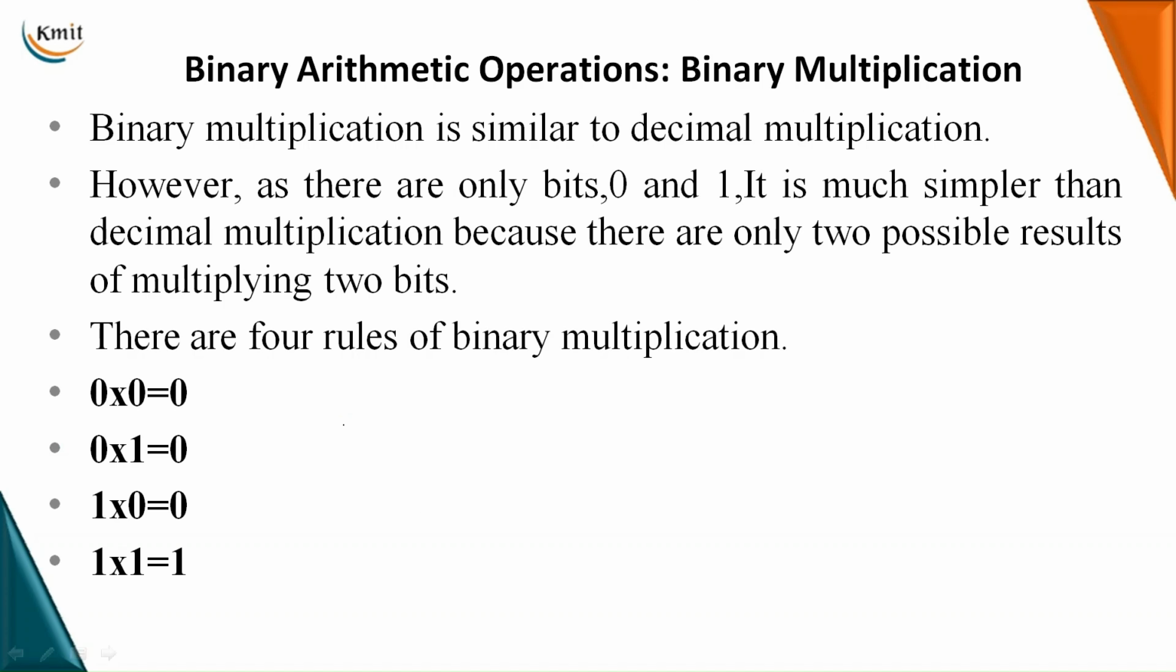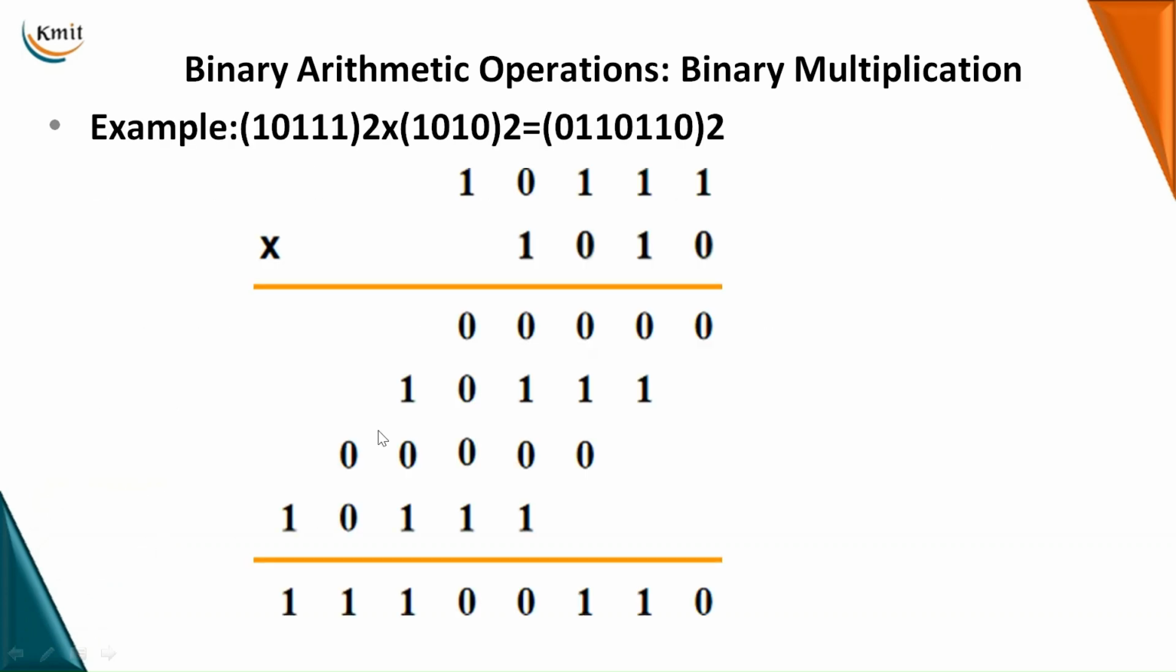So next comes the binary multiplication operation. So it is similar to a decimal multiplication. So the rules for a multiplication is 0 into 0 is 0, 0 into 1 is 0, 1 into 0 is 0, and 1 into 1 is 1. So using these rules, we perform a binary multiplication. So I want to multiply two numbers, 10111 and 1010. So 10111 into 1010. This is very simple than decimal multiplication.